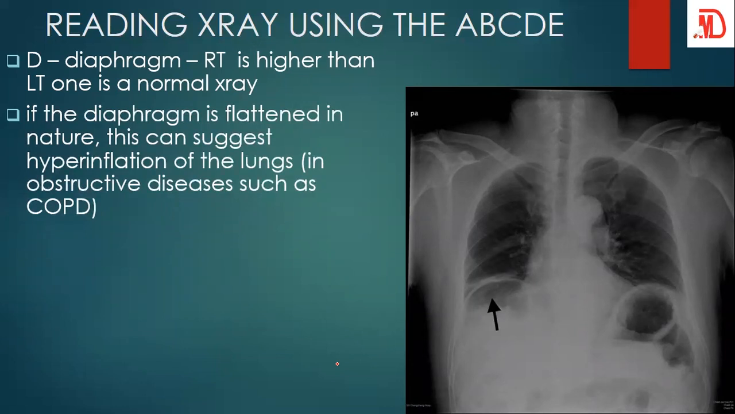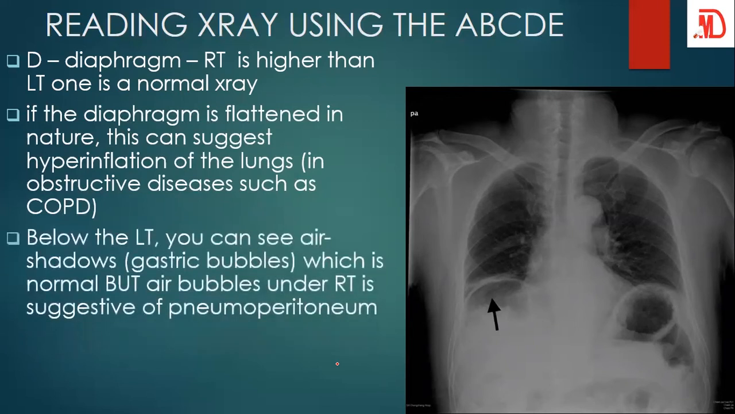So you see the diaphragm is also giving you some diagnosis, right? Good. And again, normally you can see some gastric bubbles or air shadows on the left side of your x-ray, which is normal. However, if you see these air bubbles under the right side, you are looking at pneumoperitoneum. So we say air under the hemidiaphragm. That is suggestive of what? Pneumoperitoneum. And that is telling you that there could be a perforation. Maybe the person had typhoid fever, or some ulcer, and now complication has set in.